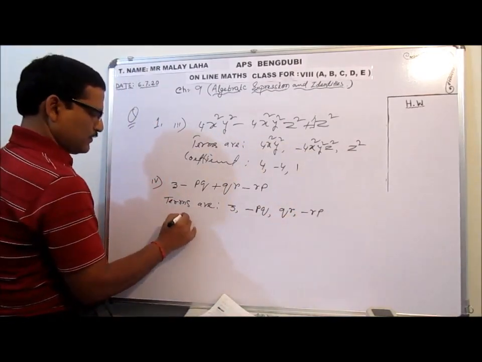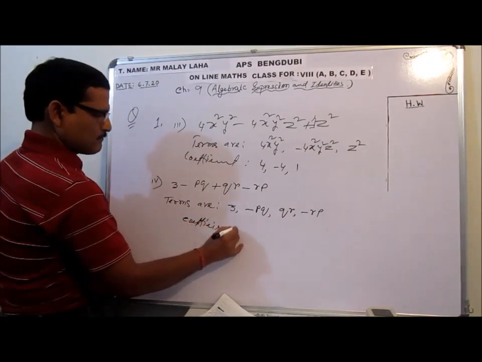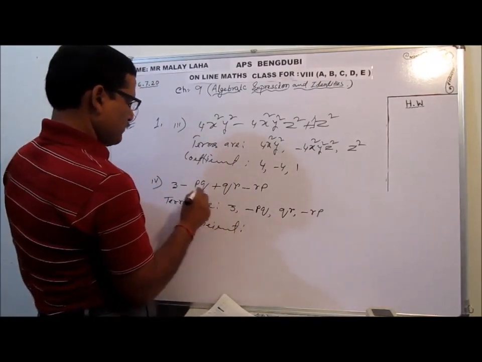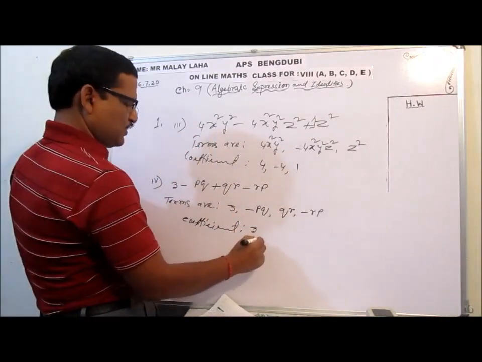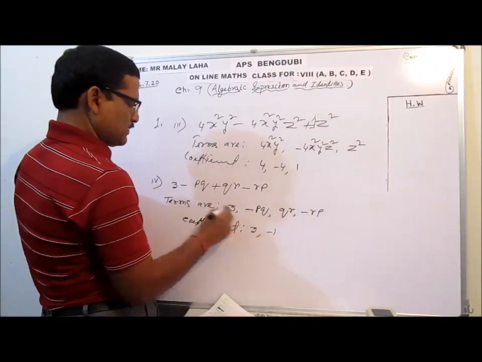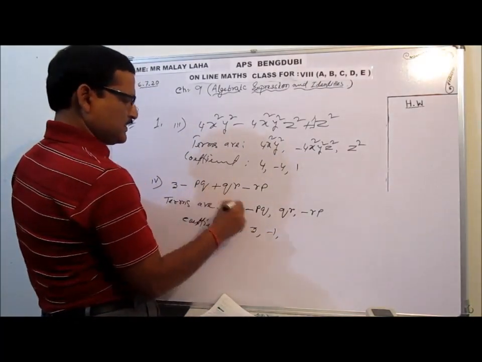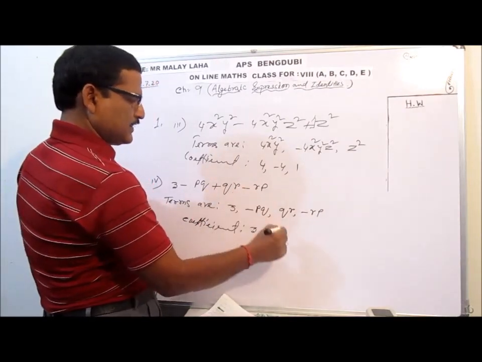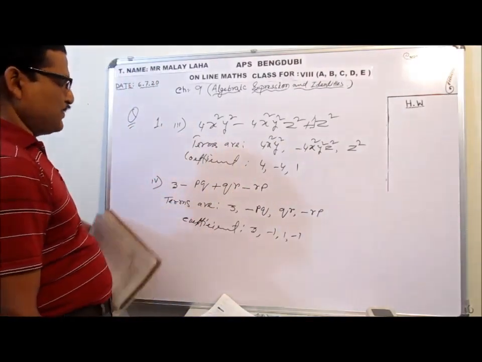And the coefficient. What is the numerical coefficient? Alone is a term, 3. This one is minus 1. Nothing is there means 1 is there, minus 1. Nothing is there means 1. Nothing is there means minus 1. So these are the numerical coefficients.